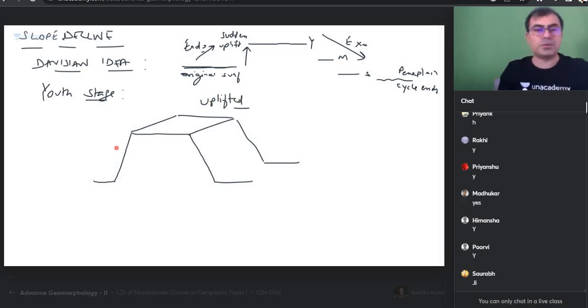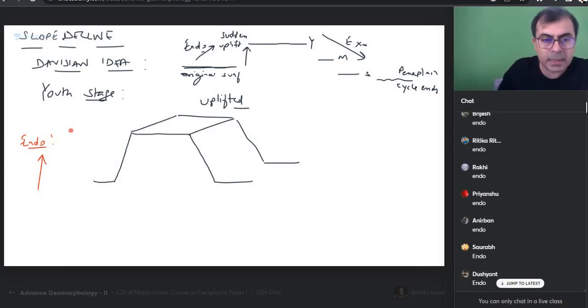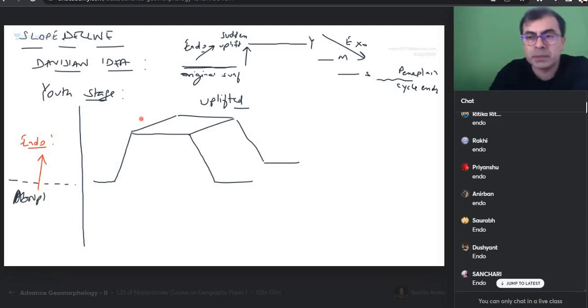Uplifted. Which forces? Endogenetic forces cause the uplift to happen. Now uplift has happened and it's an abrupt, sudden uplift. So this was the original land and now it has reached over there. Is everyone okay? Now everyone pay attention.